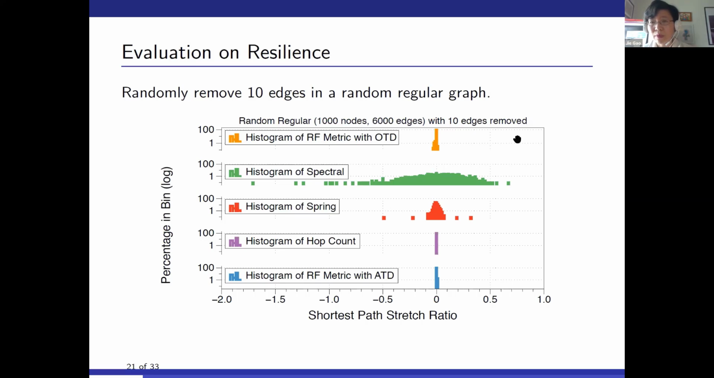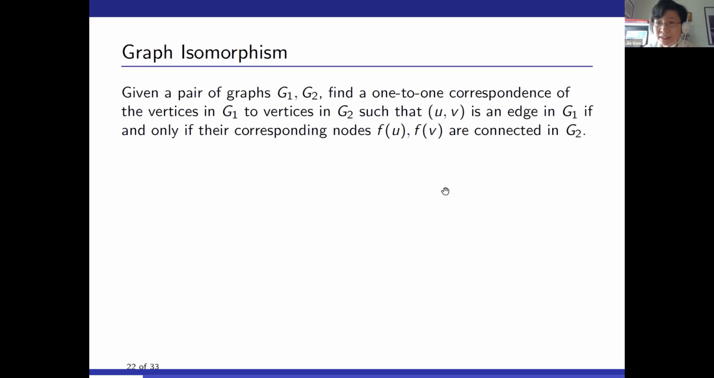A different way to show this is in the following figure, where again we have a random graph. We're removing some edges randomly, and we're looking at the change in the shortest path distance. For hop count, as I said, it is very robust. And for the Ricci flow metric, it is also relatively robust. But for spectral embedding, the green one, and also the spring embedding, we actually do see high sensitivity to dynamic changes. And this nice property motivates us to look at the following application, where the robustness to dynamic changes is going to be really helpful.